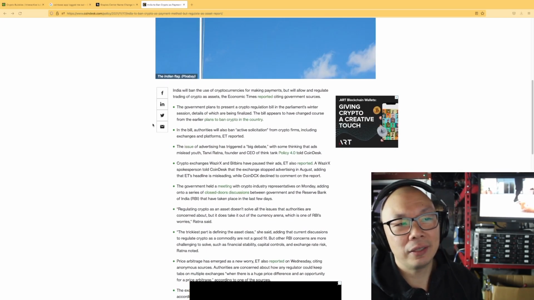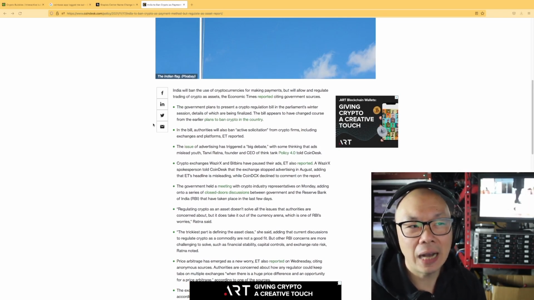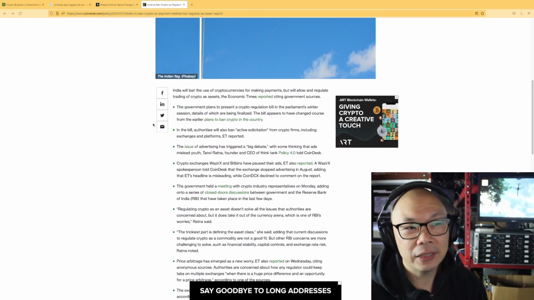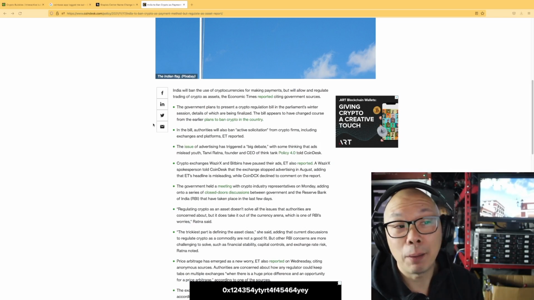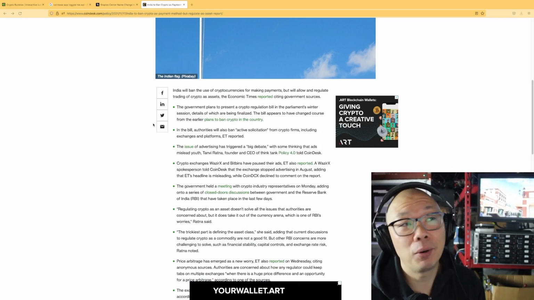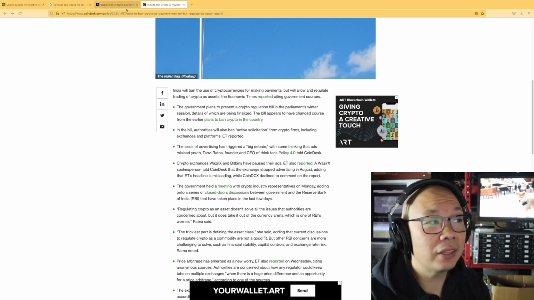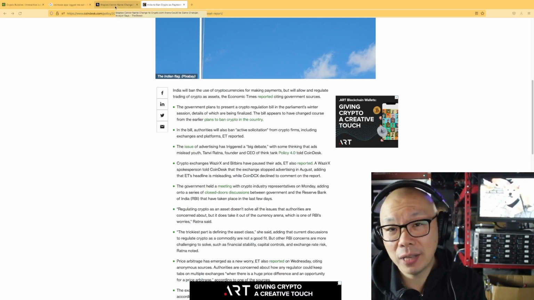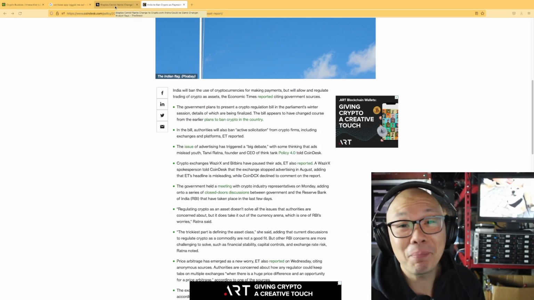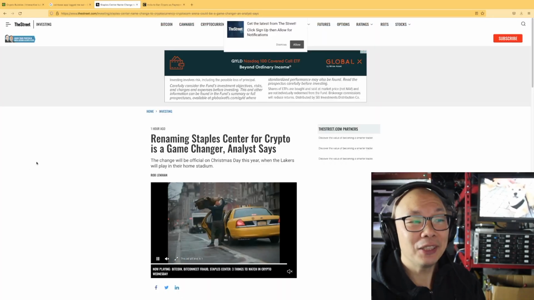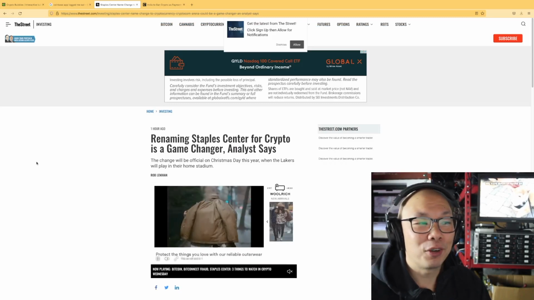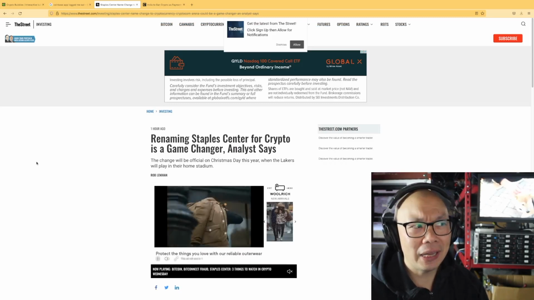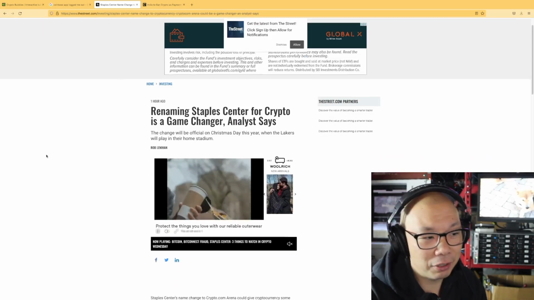It doesn't seem like India is planning to ban the entire crypto market. They're just trying to regulate it. How they're regulating it, I have no idea. Which leads me to another thing, which is even more interesting: India is planning to do that, but in the United States it's the total opposite. In the United States, they are planning to rename the Staples Center for crypto, meaning crypto.com, they're going to rename it.